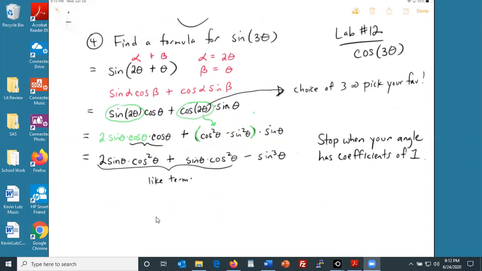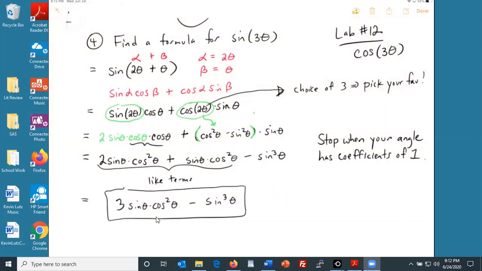So that means it's not fully simplified. So therefore, that adds up to 3 sine of 1 theta times cosine squared of 1 theta minus the sine cubed term. There you go. Okay, so it's only simplified after you've combined all like terms.